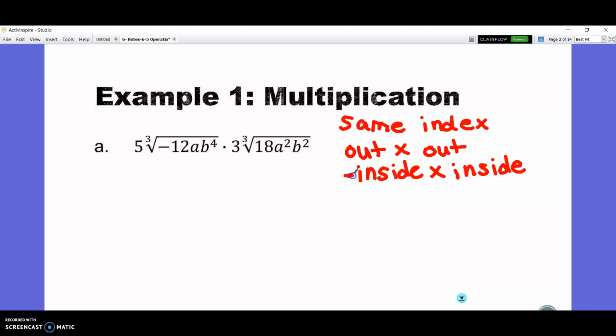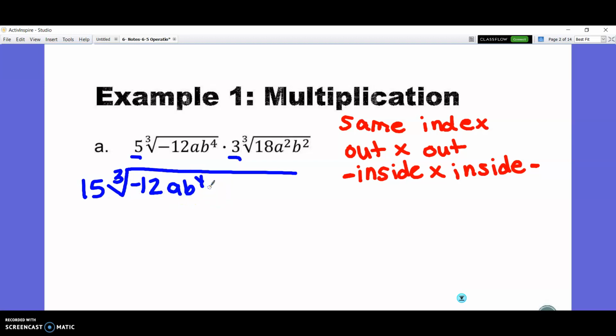But really, I'm not going to do this part. I'm not going to do the inside part because I don't want to make this number bigger because we're trying to simplify. But the 5 and the 3, we're definitely going to make that into 15. It's still going to be cubed root. I'm just going to put both of these underneath here. 12ab to the 4th times 18a squared b squared.